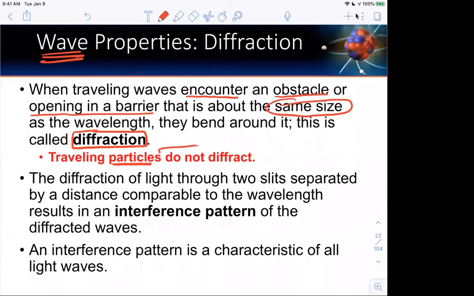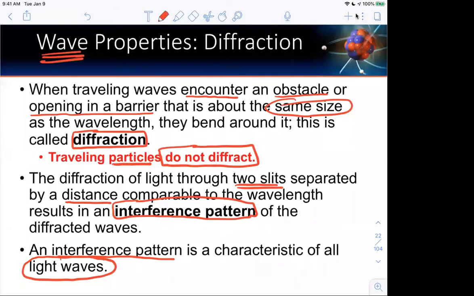Particles do not diffract. So waves will diffract, particles do not. If I have the diffraction of light through two slits that are separated by a distance comparable to the wavelength, I get an interference pattern of those diffracted waves. This interference pattern is exhibited by all light waves. It's a characteristic feature of all light waves because they act as waves.